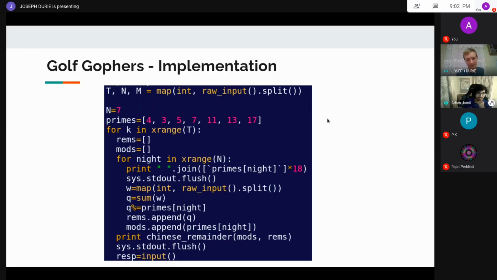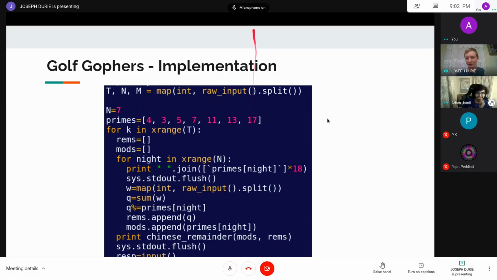I'm sorry, Chinese remainder is not built in, is it? No. There's no way that's built in, right? It's not. I just copied and pasted from Stack Overflow, I think. Okay. Yeah.